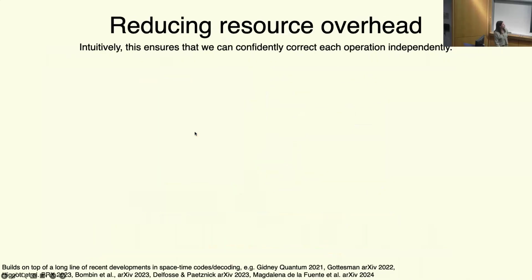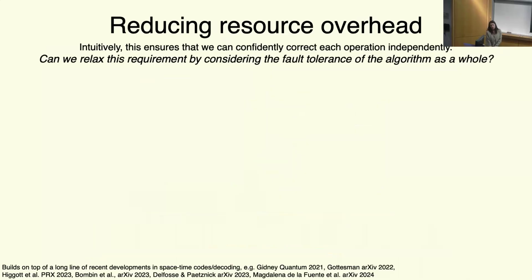And so intuitively, this process is proving that we can confidently correct each logic gate independently. But what we did is we thought about if we could relax this requirement by, instead of trying to correct each gate on its own, really considering the fault tolerance of the algorithm as a whole. What does it mean to actually correct computations in an algorithm?